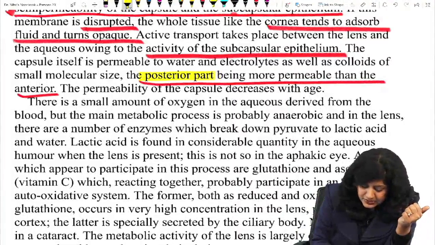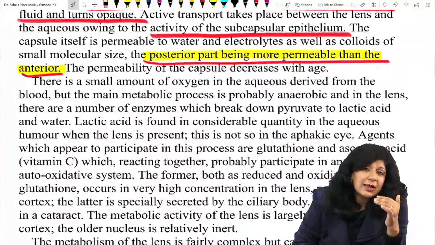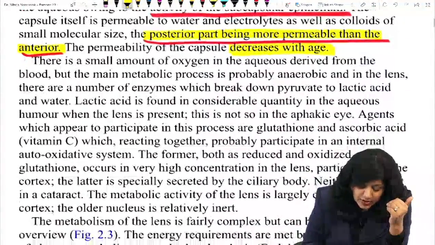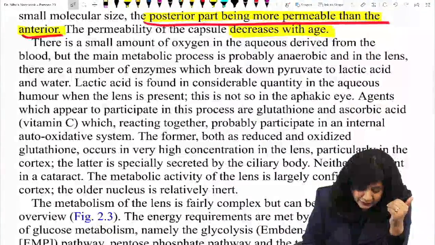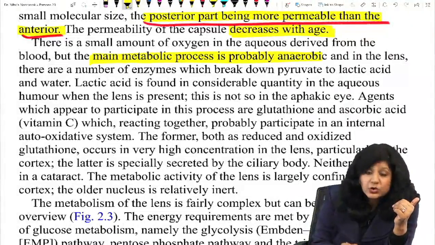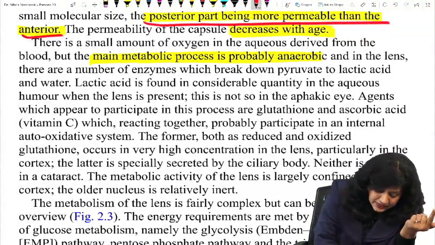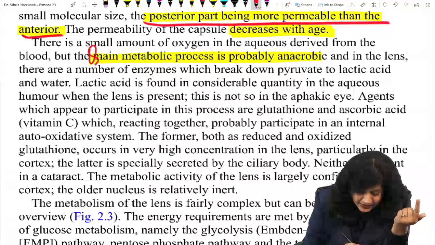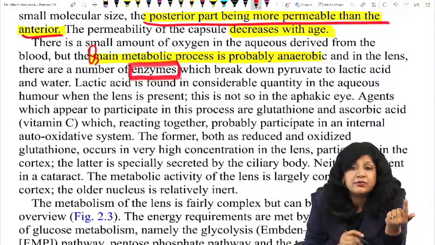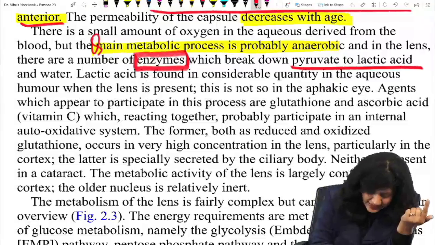So again this is important, the posterior part is more permeable, and this permeability of the capsule also decreases with age. There is a small amount of oxygen in the aqueous derived from the blood, but the main metabolic process is anaerobic. I told you that this will be important because in the cornea it was aerobic, but here it is mainly anaerobic, and in the lens we also have a number of enzymes. These enzymes are breaking the pyruvate to lactic acid and water.